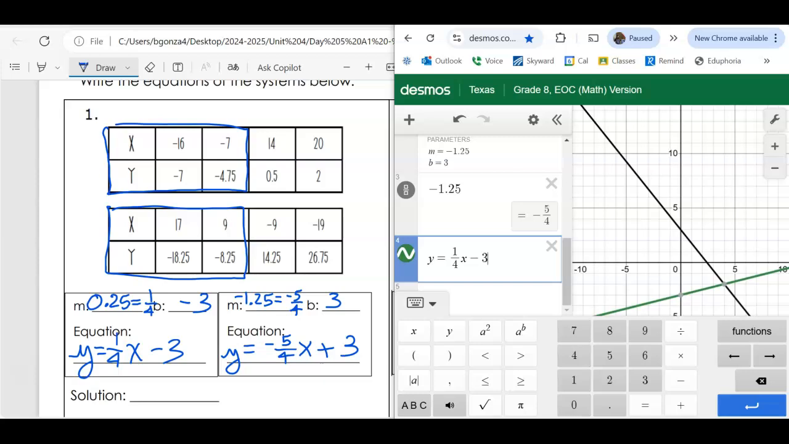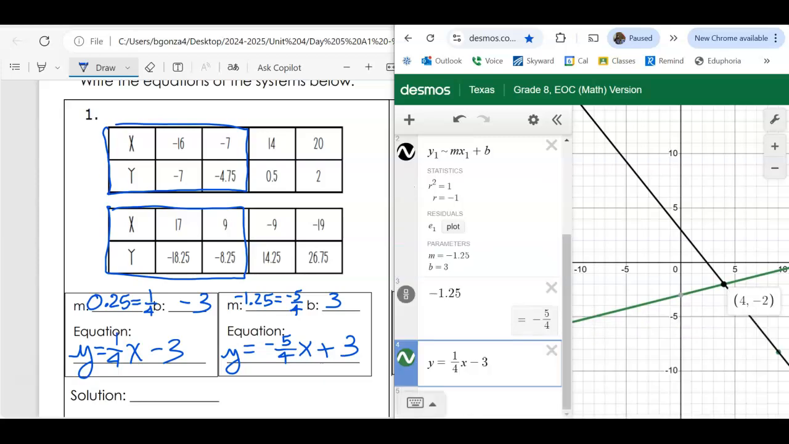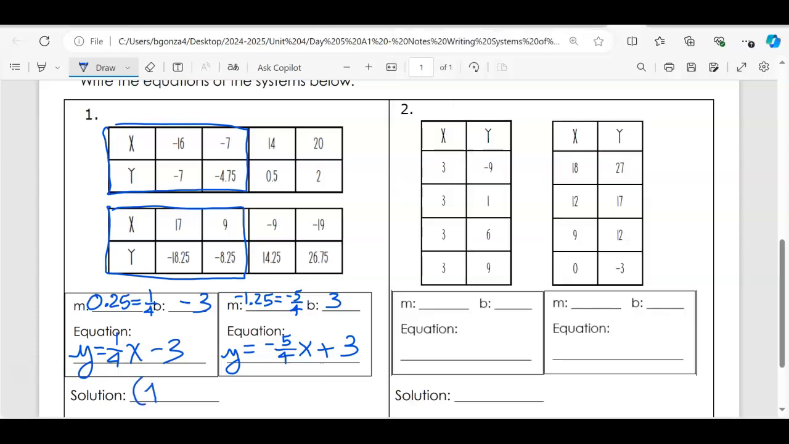Now I can see the black and the green line touch right here. What's that point? 4, -2 is my solution. Parentheses 4, comma, -2. I had two pieces of data, two tables. I turned them into two equations. I turned that into two graphs on Desmos, and I see where they touch. Intersection point is the solution. Okay? So I think you get it.